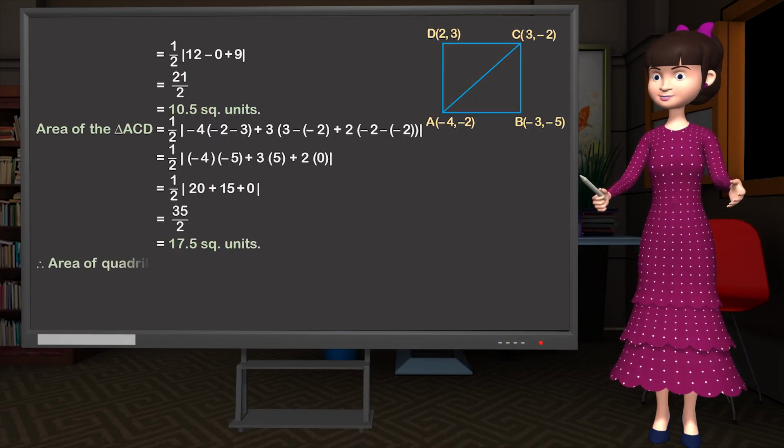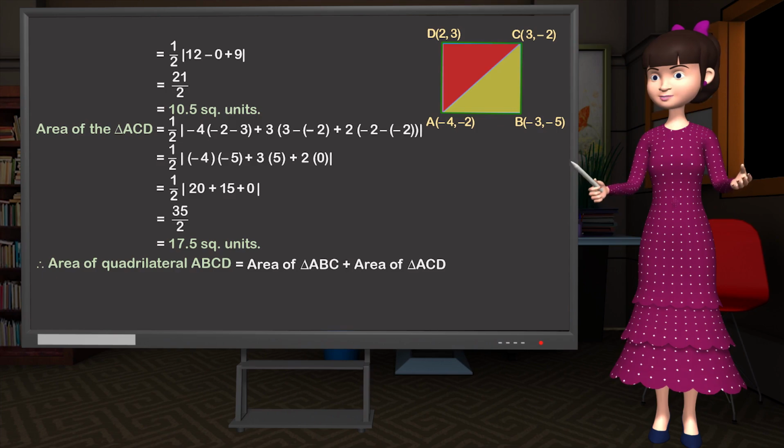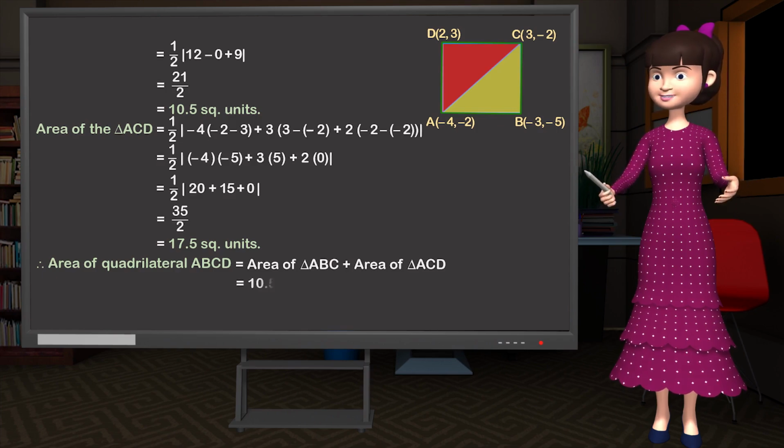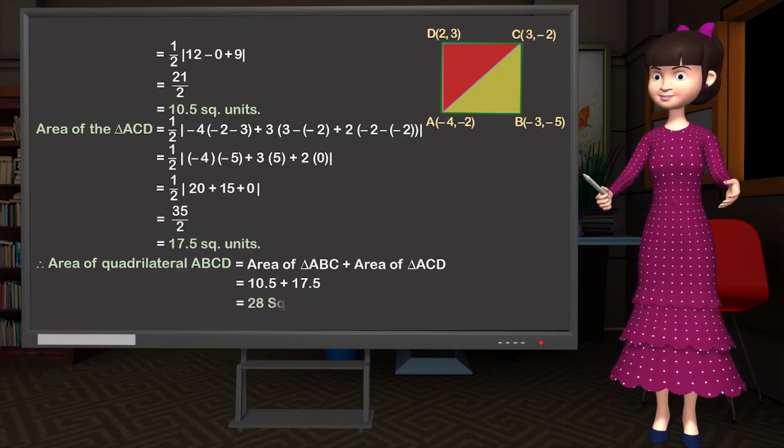Therefore, area of quadrilateral ABCD is equal to area of triangle ABC plus area of triangle ACD, which is 10.5 plus 17.5, which equals 28 square units.